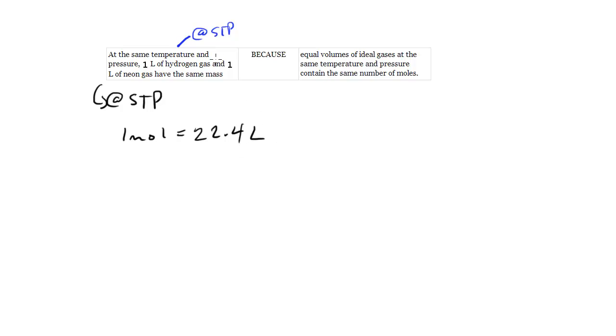So in this case, if we have equal volumes, 1 liter and 1 liter, that means we have the same number of moles. So if I have 1 liter of hydrogen and 1 liter of neon, we have the same number of moles of neon and hydrogen, because the only distinction here is going to be in the masses. We'll talk about that in a second. We've got 1 liter of this, 1 liter of this. That is basically an equal number of moles of each.